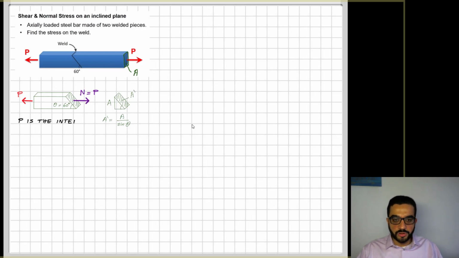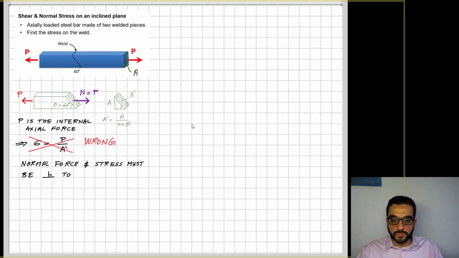Now if I analyze the equilibrium internally here, I reveal the normal axial force, N I will call it here, and that will be equal to P from sum of forces in X. Then this is my axial force. Then I will say sigma is equal to P divided by A prime. But that's wrong. If we remember, normal force and normal stresses must be perpendicular to the cut. So what I calculated here is not sigma. Sigma has to be perpendicular to the surface where I'm cutting. P is not perpendicular here, as I'm showing it.